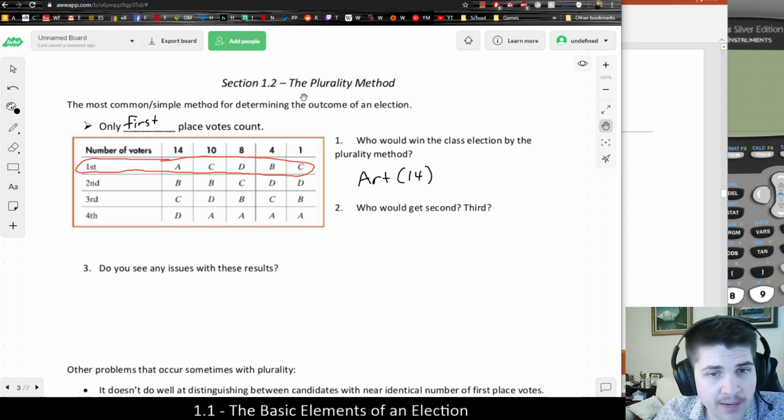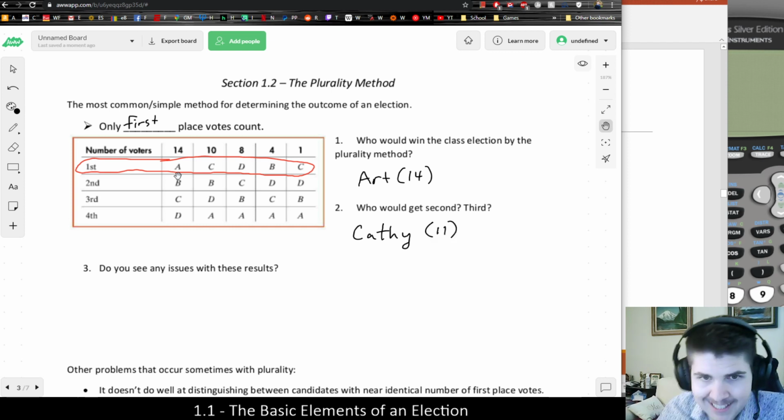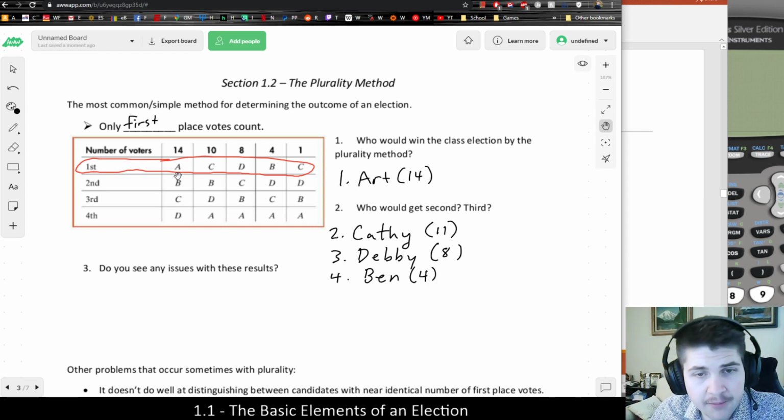Then if we wanted to do a complete ranking, we could say, well, who's going to be next up? Well, Kathy has 10 plus 1. Another thing you want to make sure to do with plurality is add up all the votes. Don't just use the leading column, because Kathy has 10 here, but she also has one more vote here. It can be easy to overlook the smaller numbers, but obviously we add them all up to figure out how many total votes Kathy got, and we don't want to leave any voters off. So Kathy's going to get second, Art's going to get first. Third place we go to Debbie with 8 votes, and last place is going to go to Ben with 4 votes. That would be a complete ranking of the candidates.